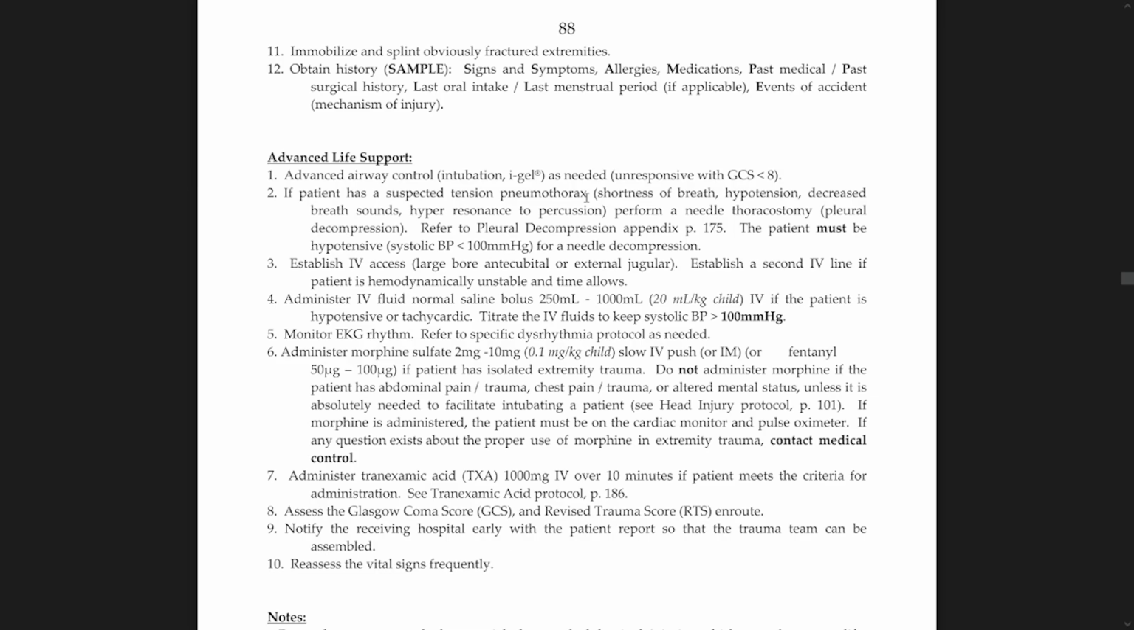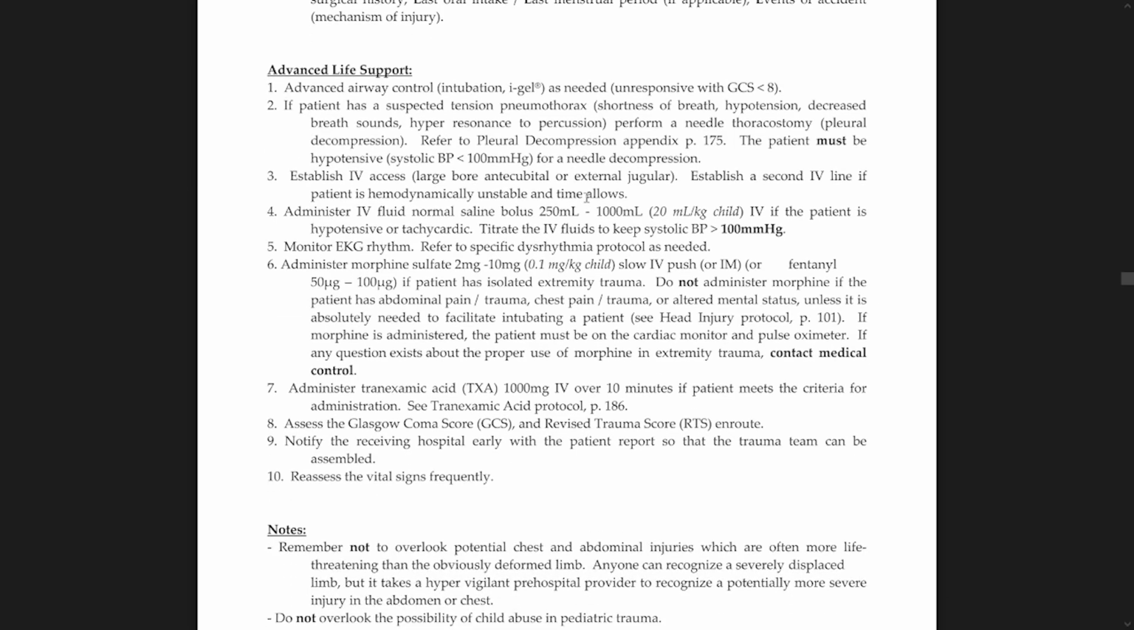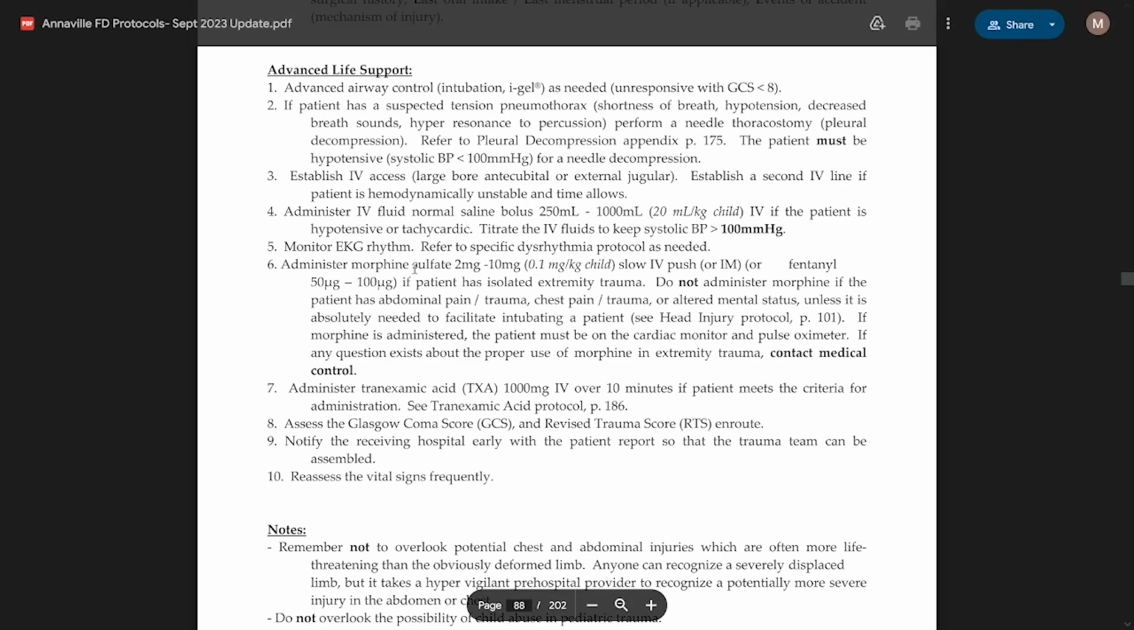Establish IV access via a large bore needle in the AC, or an external jugular site. Establish a second line if possible if the patient is hemodynamically unstable and time allows. Administer IV fluids via a normal saline bolus from 250 to 1,000 milliliters or 20 milliliters per kilogram for a child if the patient is hypotensive or tachycardic. Titrate the IV fluids to keep the blood pressure greater than 100. Monitor an EKG rhythm. Refer to specific dysrhythmia protocol as needed.